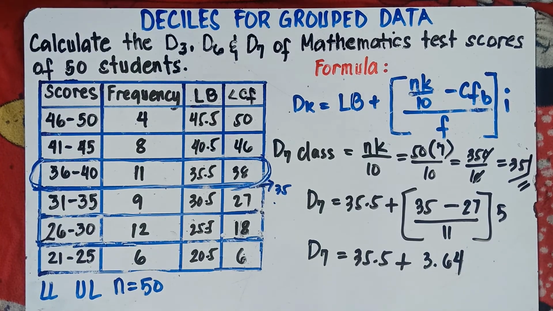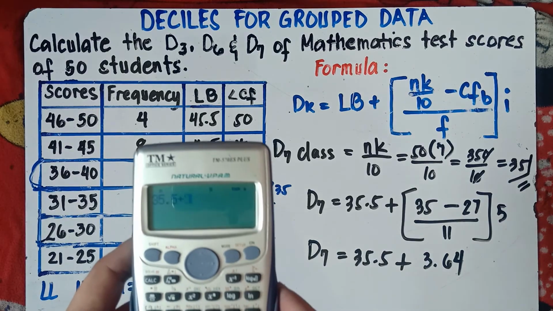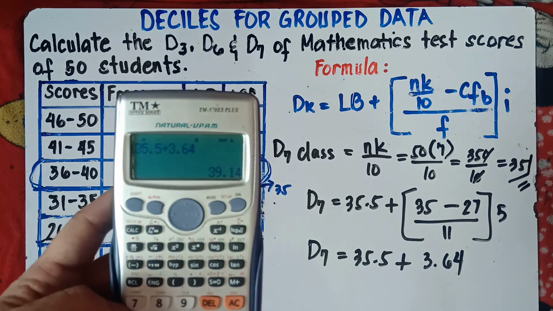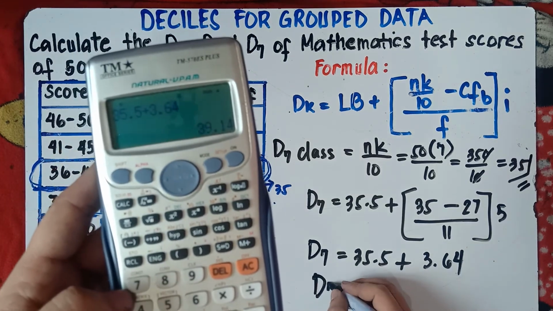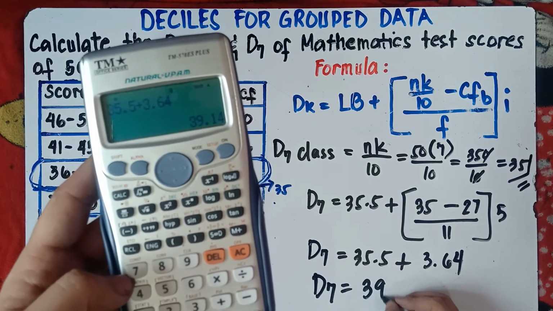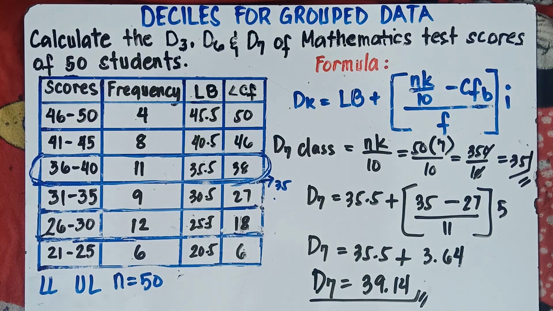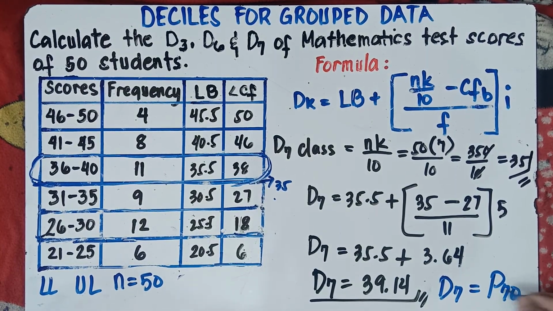And then you add, so this will be 35.5 plus 3.64, equals 39.14. So D sub 7 is equal to 39.14. That's it, class. All set. Once again, the 7th decile is equivalent to the 70th percentile, or we can say 70%.